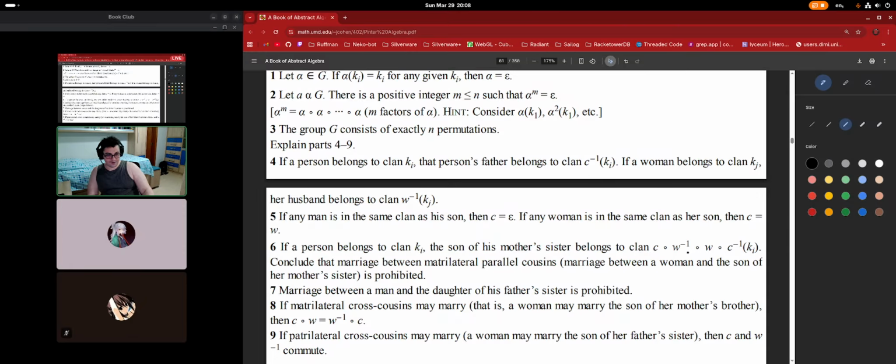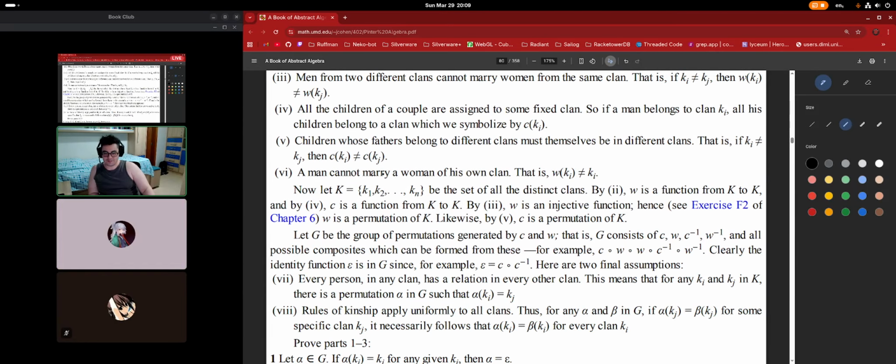Okay, so you have the clan of your aunt at this moment. Then you reverse W, which means that you have the clan of your uncle, and then you apply C to it, which is going to be the clan of your cousin. Yeah. But this is just identity, so it's the same clan as you. And yeah, one of the rules said you can't marry someone of the same clan. This is rule 6, I think.